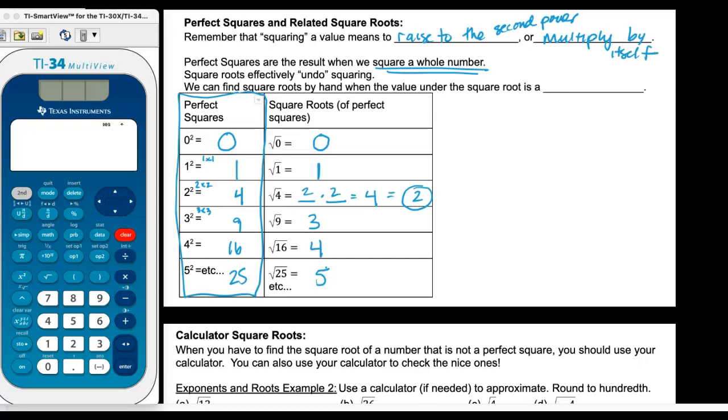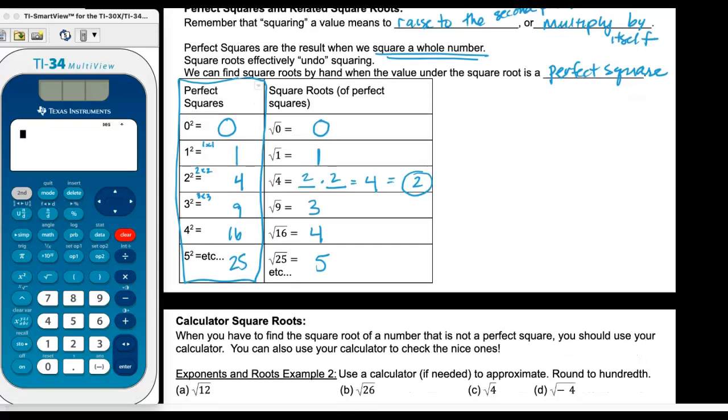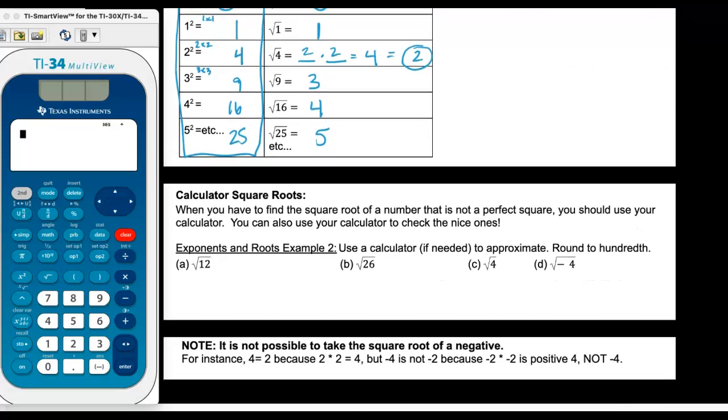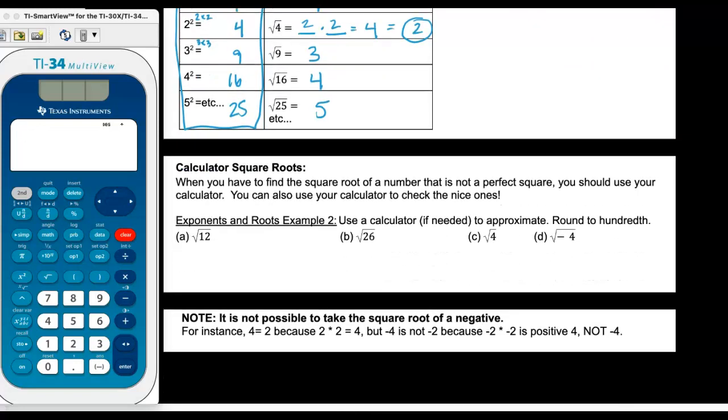So notice that when the value under the square root is a perfect square, such as 0, 1, 4, 9, 16, 25, then we end up getting a really nice square root where our answer is a whole number. Many times, though, your answer is not going to be a whole number. You're not going to be taking the square root of a perfect square. So what do you do in that case? Well, in that case, we're going to use our calculator.